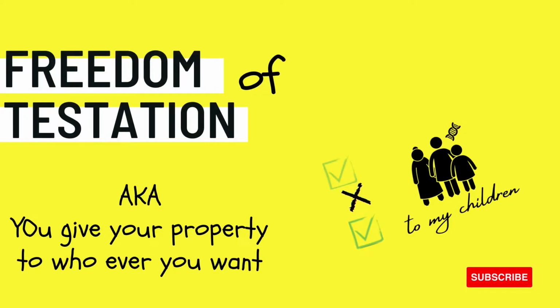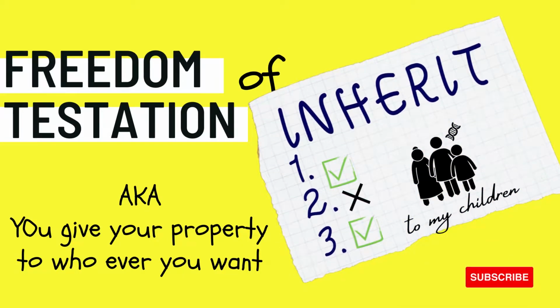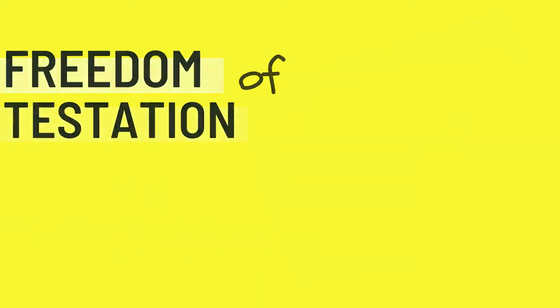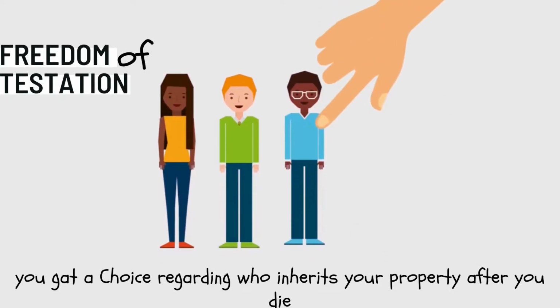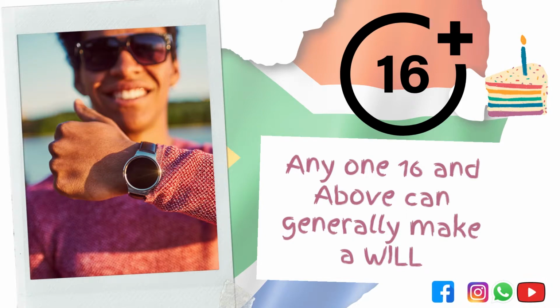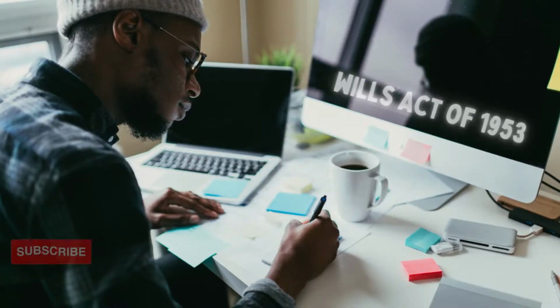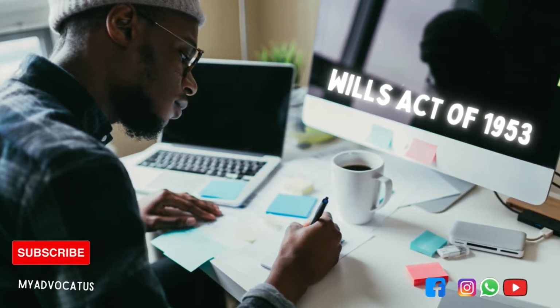South African law acknowledges the principle known as freedom of testation. In terms of this principle, a person is allowed to write a will in which they identify the people who are entitled to inherit their property after they die. Therefore, in terms of South African law, if you are above the age of 16 years, the law generally regards you as having the capacity or freedom to write a will.